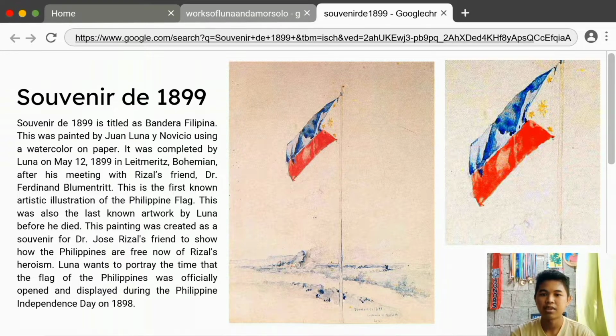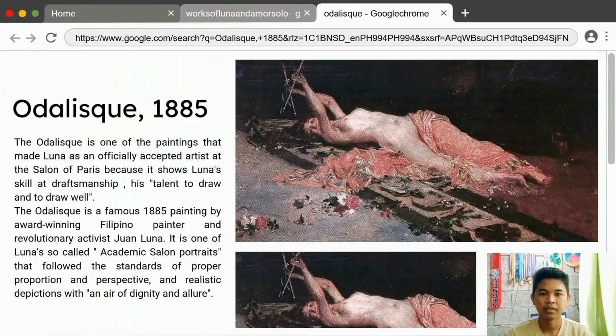This painting was created as a souvenir for Dr. Rizal's friend to show how the Philippines is free now, for Rizal's heroism. Luna wants to portray the time that the flag of the Philippines was officially unfurled and displayed during the Philippine Independence Day in 1898.